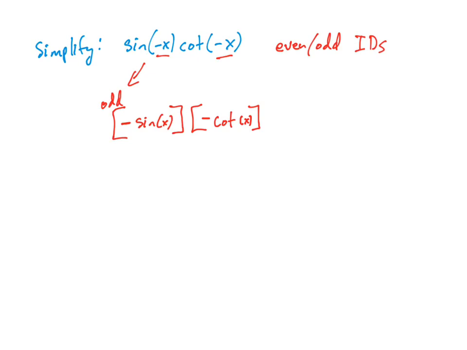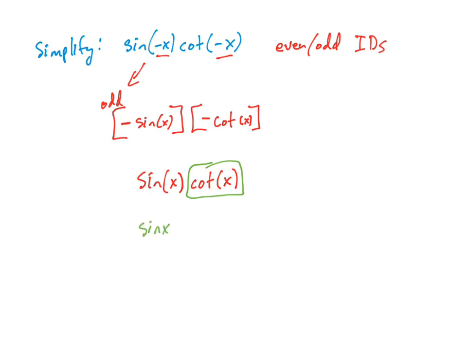So when we multiply a negative times a negative, that gives us a positive, so we could write this as sine of x times cotangent of x. And what I want to do here is we have a single term, but we have two different trig functions, sine and cotangent. So again, I'm going to take cotangent of x and write it in terms of sine and cosine.